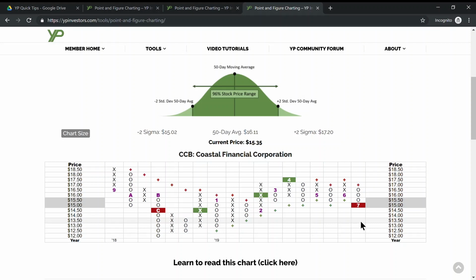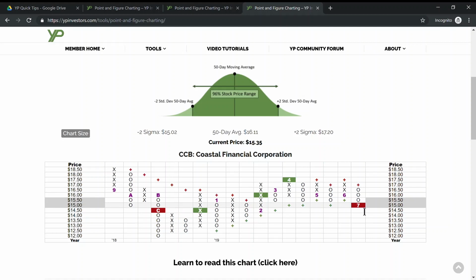So our YP quick tip today is to search for sell signals in charts so you know when the stock price is going to dip and how significant the dip will be. If it's a double bottom sell signal, you might not care as much and you might just want to hold on to the stock and weather the storm. If it's a triple or a quadruple bottom, those are significant sell signals.